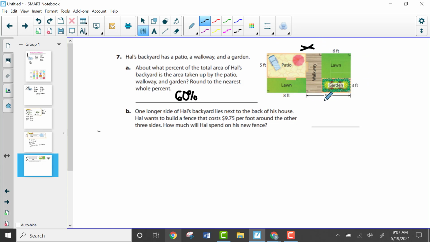So we know that 8 and 9 for this side is going to be 17 feet. And we have 5 and then 8.3 is going to give us 8 for this side, 8 for that side. Now what we do is we add all of these sides together. This is just finding the perimeter of this section. That's going to give us 33 total feet. And then remember, these are multi-step questions, so we take 33 and multiply it by $9.75. And the answer is going to be $321.75 for our answer.